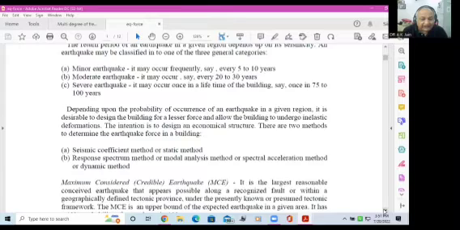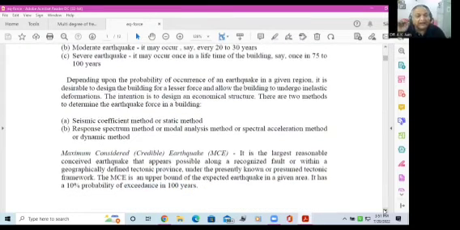Now, there are two methods to analyze a building. One is called the static method or seismic coefficient method. The other is the dynamic method or response spectrum method, also known as modal analysis or spectral acceleration method. There are two methods: static method and dynamic method.